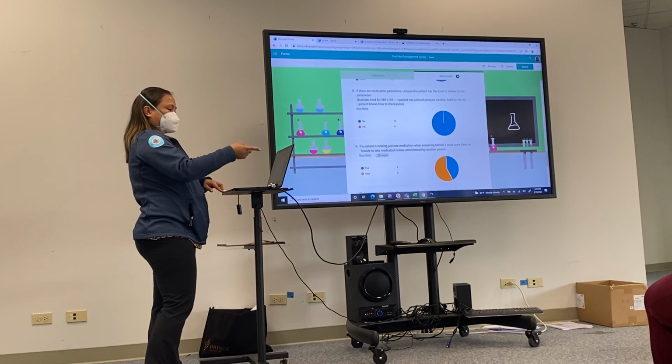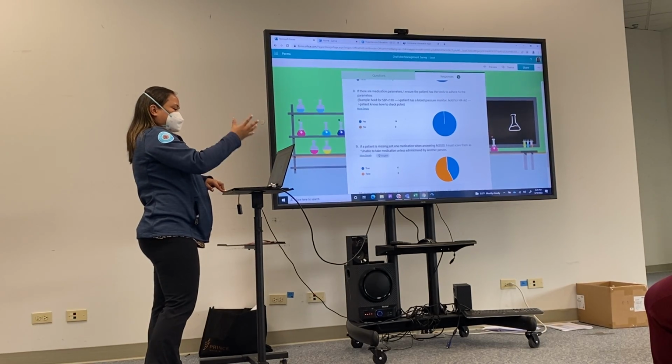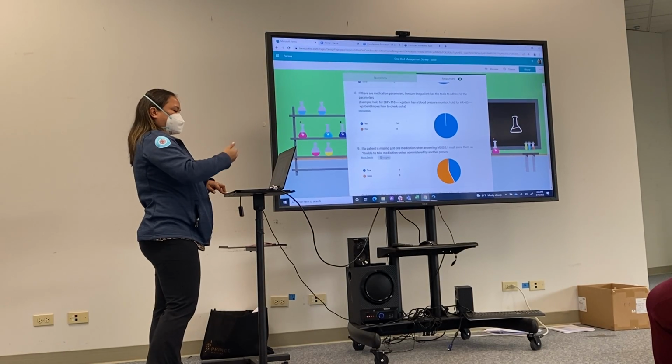Parameters, I'm glad you folks are looking at this, to know that they have the tools and are able to check the parameters.